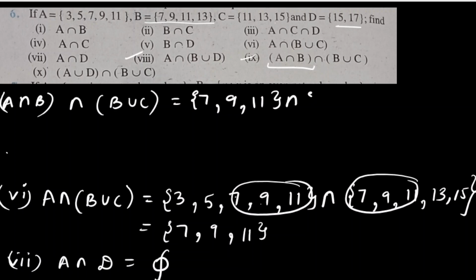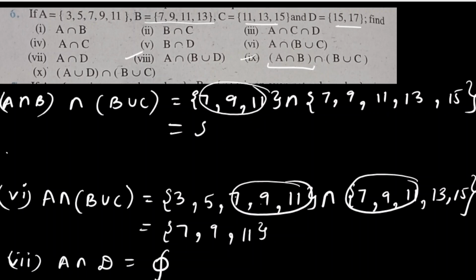So again its intersection we have to do with B union C. So B union C is 7, 9, 11, 13. I don't have to write 11, 13 again, I'll just write 15 now. Okay, so now their intersection we have to do. You can see 7, 9, 11 present in both. So their intersection is 7, 9, 11.